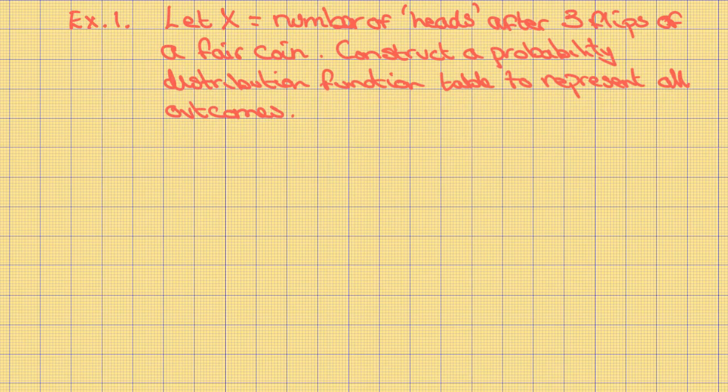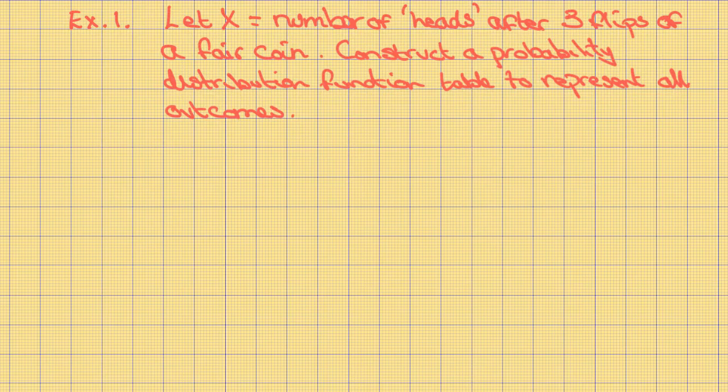Example 1. Let X equal the number of heads after 3 flips of a fair coin. Construct a probability distribution function table to represent all outcomes. First thing you need to do is to write down all the possible outcomes when flipping 3 coins.